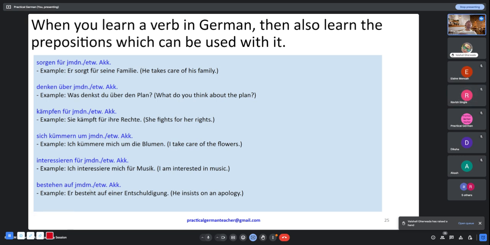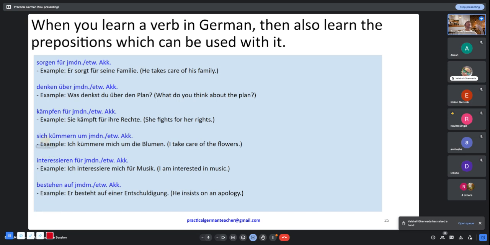So bestehen, just the verb bestehen, means to pass. Ich bestehe die Prüfung, I pass the exam. That's one meaning. Another meaning, bestehen auf, is to insist on. See how the meaning changes if you use a different preposition? This is the good part about the German language. Just bestehen, without anything, means to pass. Ich habe die Prüfung bestanden, I passed the exam. But bestehen auf means to insist on something.